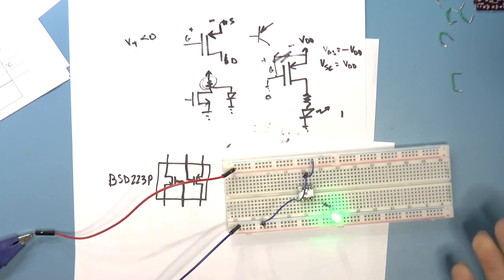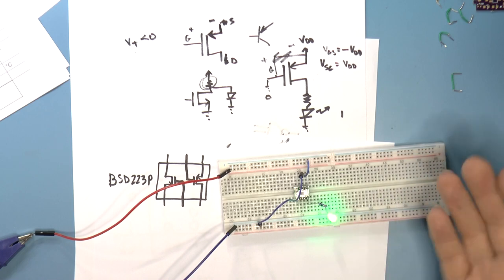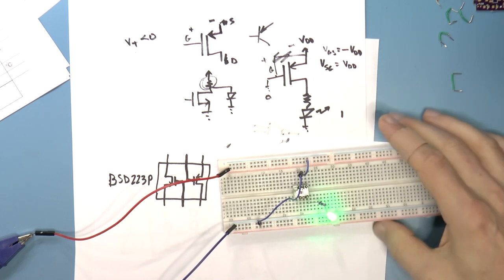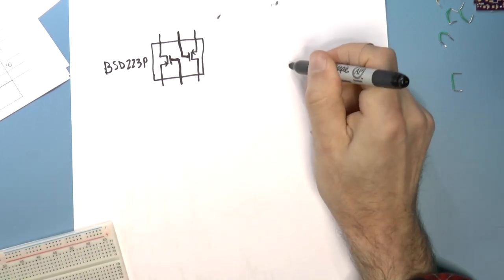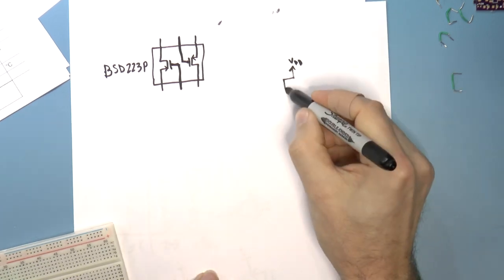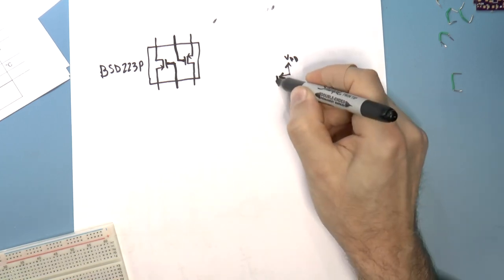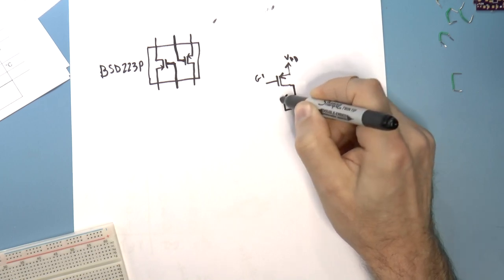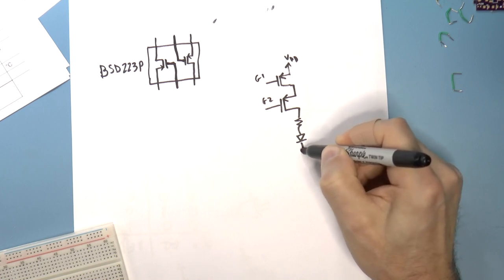There is the inverter. And of course, very similarly, you can make all the different gates, because once you have an inverter, you can put two of these together. Well, let's actually draw that out, maybe actually build it. So suppose we have, turn off the power supply. So here's gate one, and here is gate two, and here is our output.